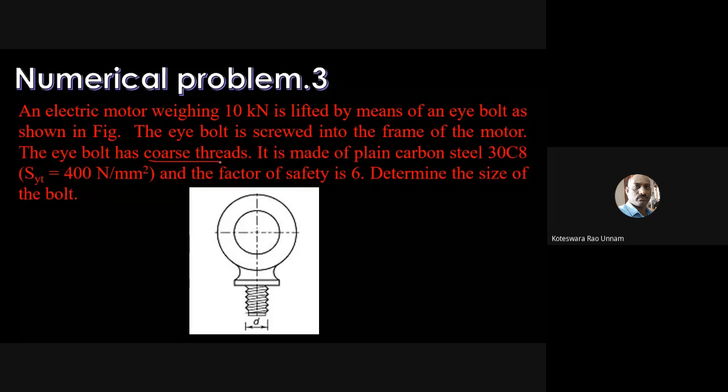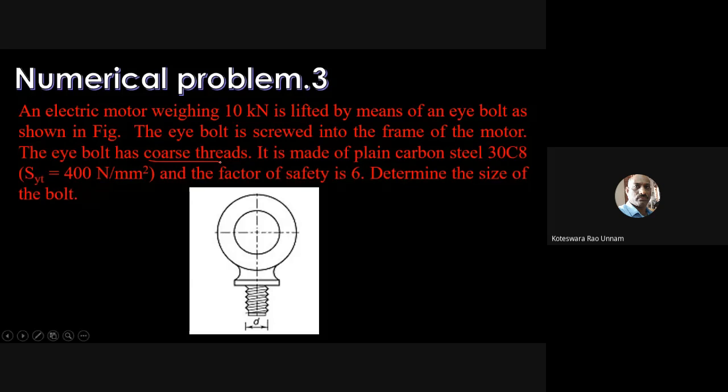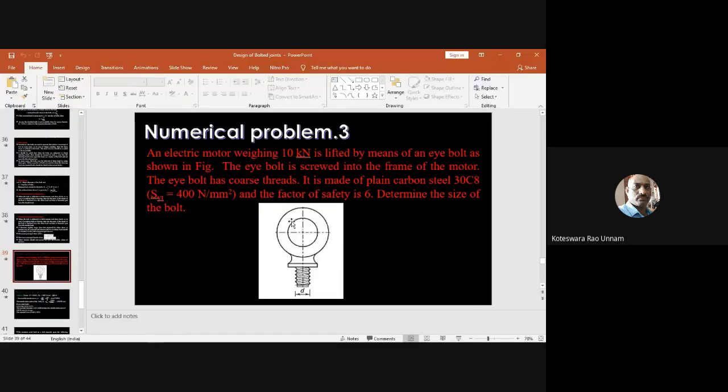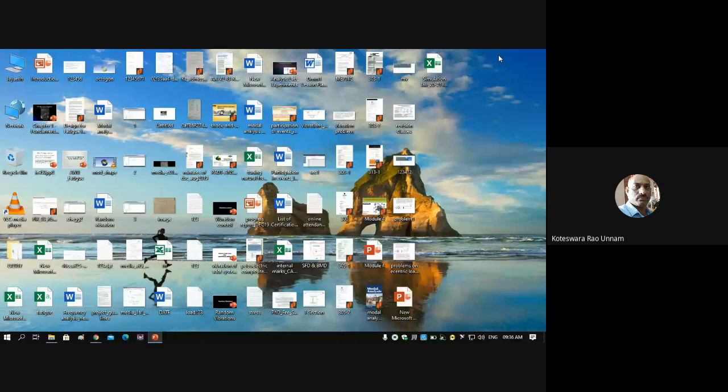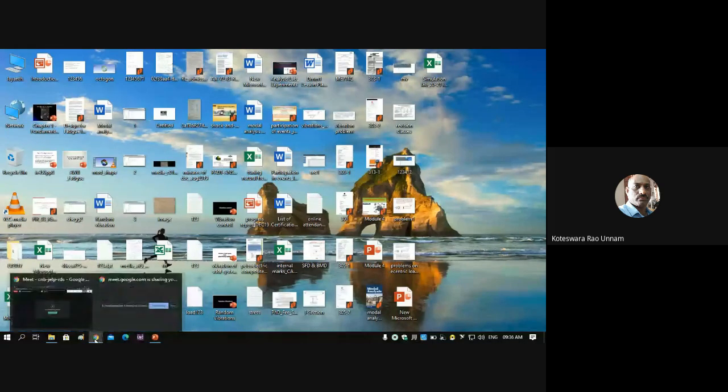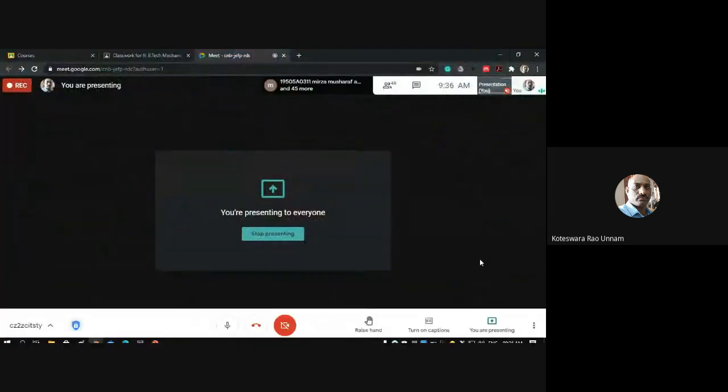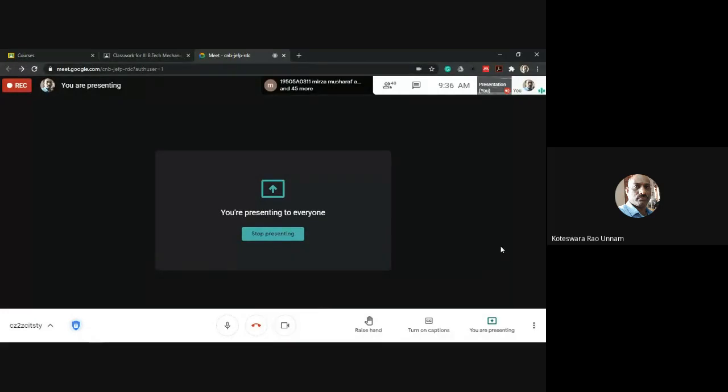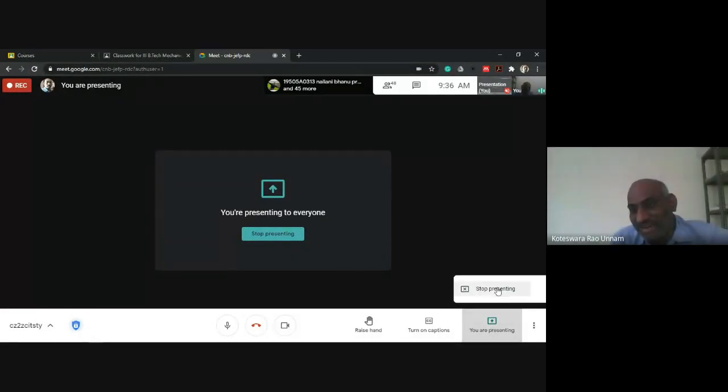Now if you open our data book, tell me what diameter we can choose for this application. 16, sir. 16, okay, right. I'll come to that. I'll show you the data in the data book, and then you can see that also.